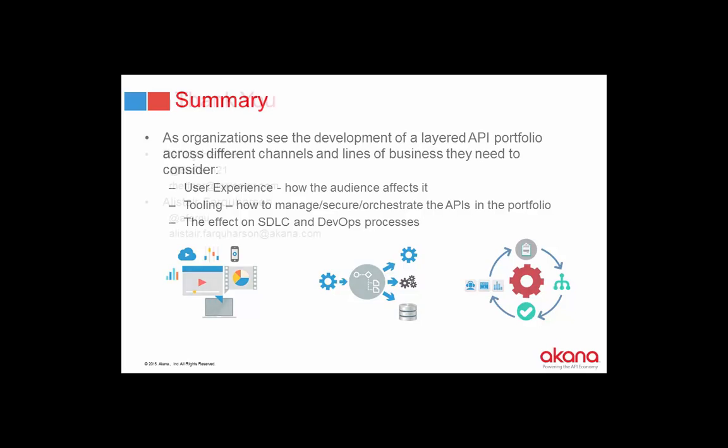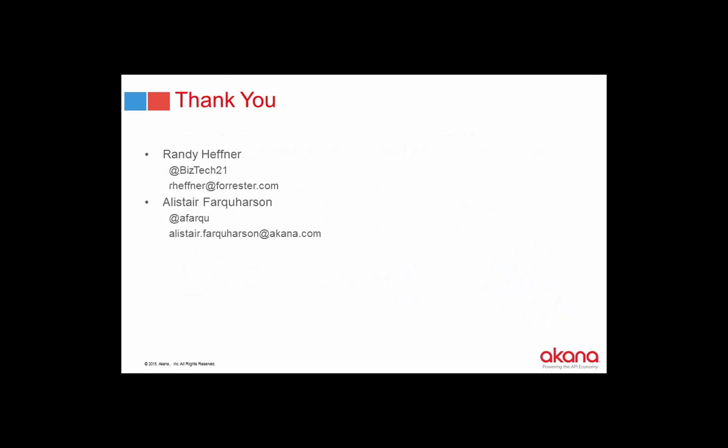So in summary, as organizations see this development of a layered API portfolio across different channels and lines of business, they really need to think about 3 things. They need to think about the user experience and how the audience and the providers within that architecture affect that user experience. And it's going to be affected by things like, who are you marketing to? What are the business requirements? What are you trying to achieve with this particular API channel? And then from a provider perspective, what sort of security requirements do you have? What sort of workflow requirements do you have? And those kinds of things.